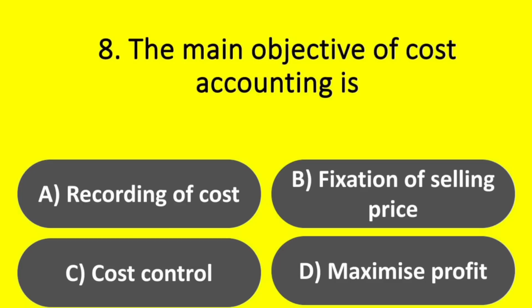Question. The main objective of cost accounting is option A, Recording of cost; option B, Fixation of selling price; option C, Cost control; option D, Maximize profit. Answer: option C, Cost control.